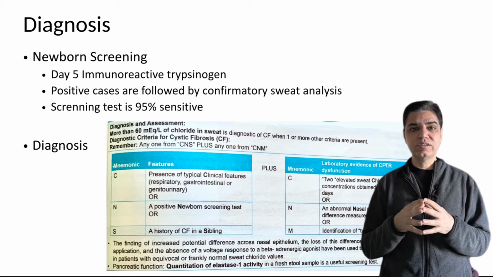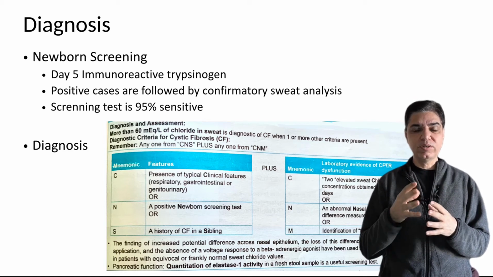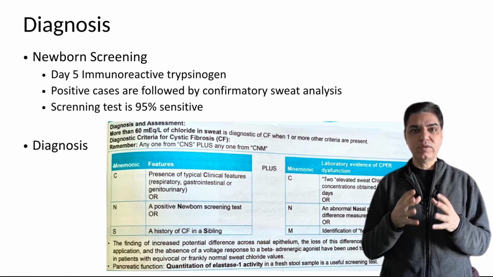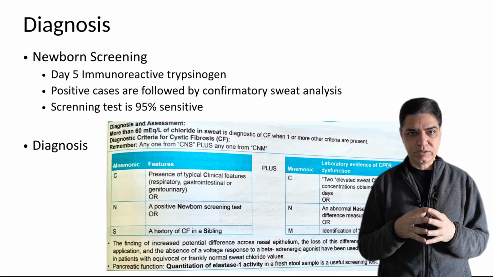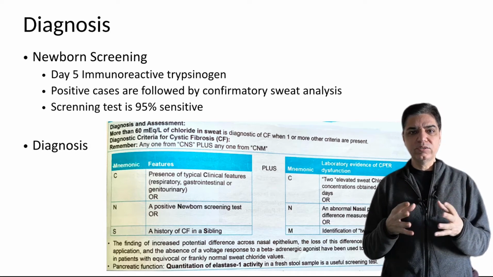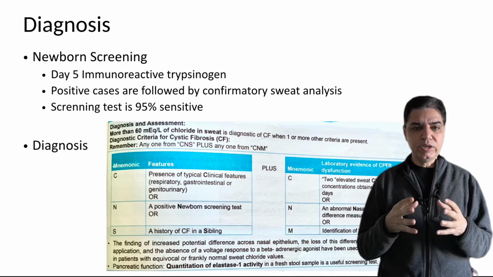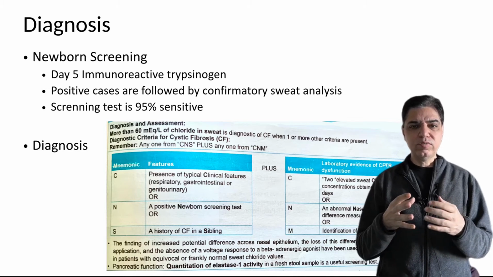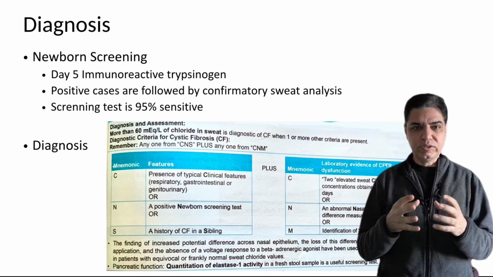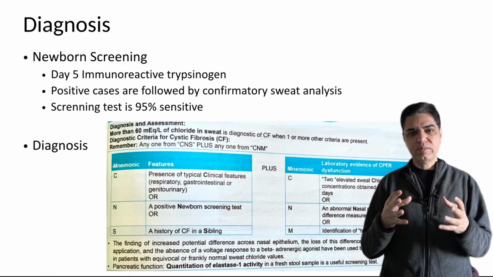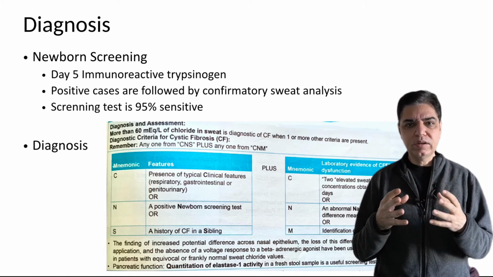And this test is 95% sensitive. In other words, 95% of those who have cystic fibrosis will be picked up by this particular test. Now as far as the diagnosis is concerned, we need to have one of the two sets of features. So remember, we can just remember it in the form of CNS and CNM.